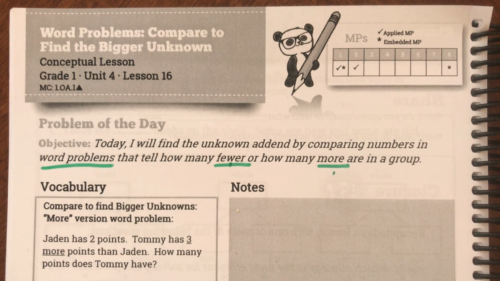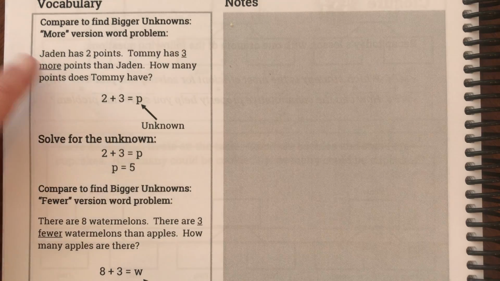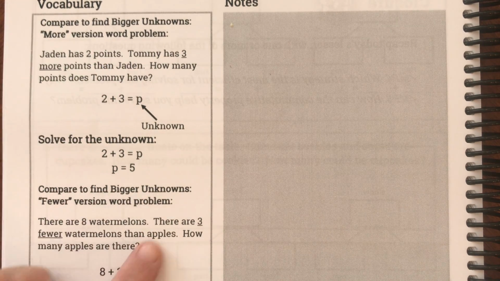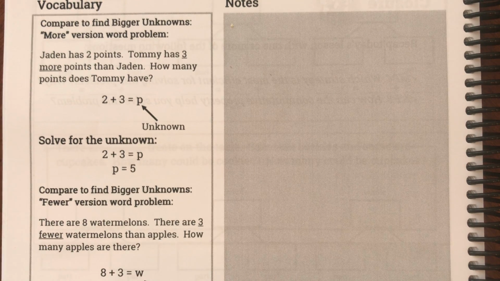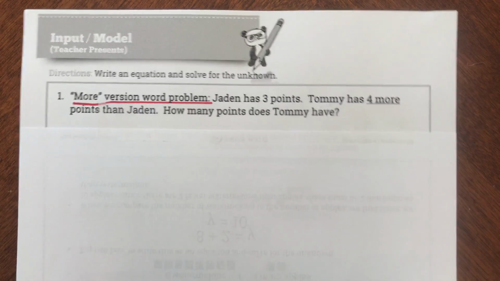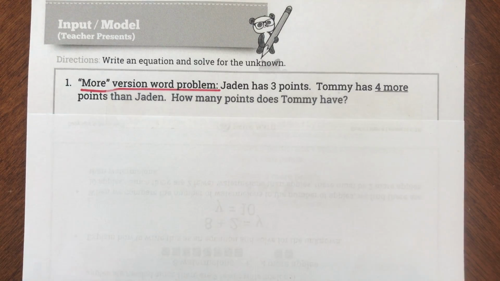Okay, so they give us some examples here in the vocabulary section. They give us a more example and they give us a fewer example, boys and girls, but I'm just going to get started and show you what this looks like and how I would attack solving them. Okay, so here's my first one. And if you notice, I already underlined more version word problem because we're going to see an example of a more version word problem and of a fewer version word problem.